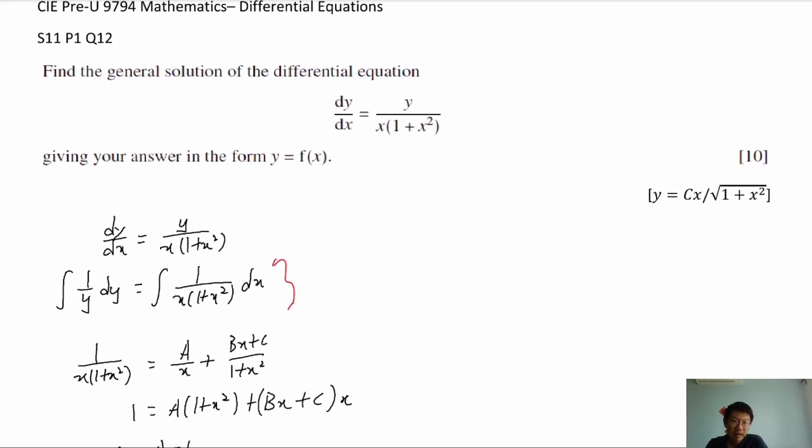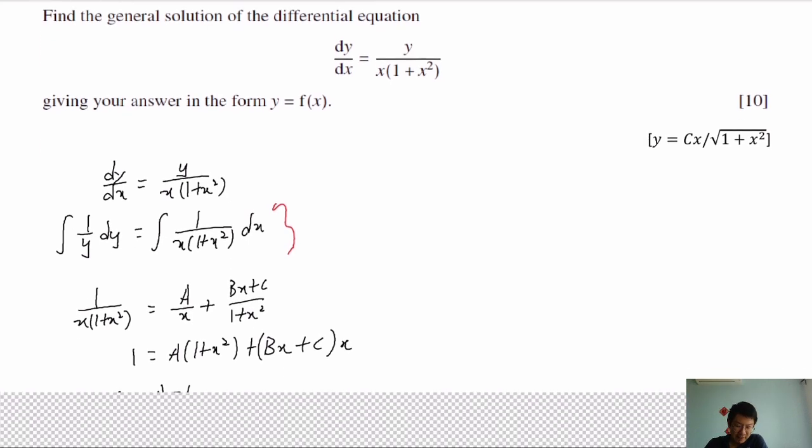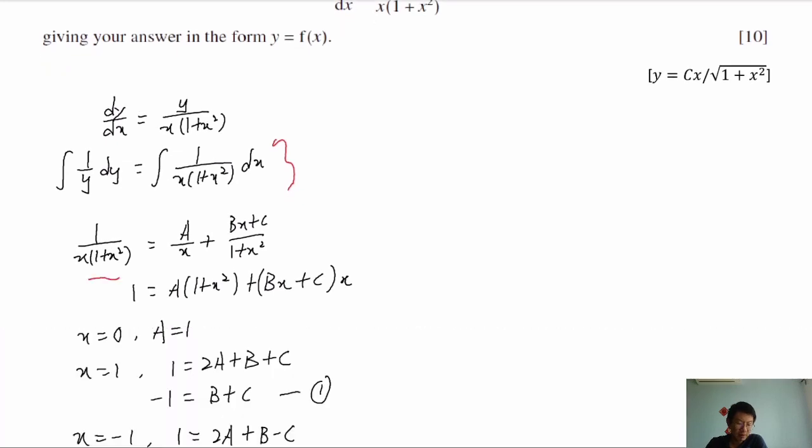And for the right hand side, we have 1 over x times (1 plus x squared). For that one, we actually need to do the partial fraction first, because the terms in our denominator can be simplified. So when we do the partial fraction, 1 over x times (1 plus x squared) can be written in the form of A over x.